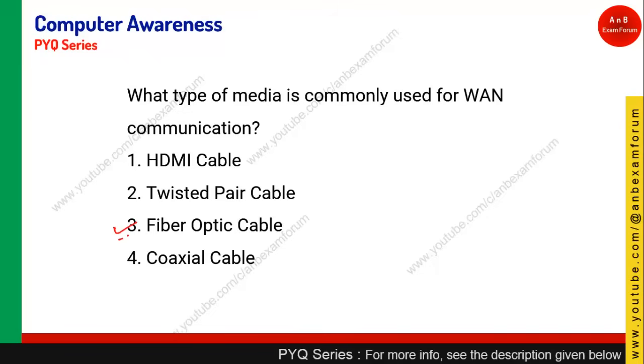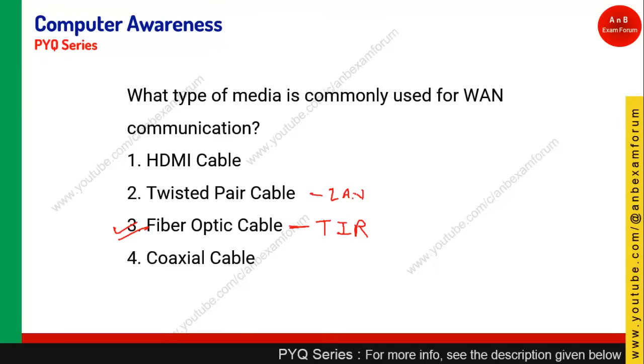Why is this used? Because it can carry data over a long distance, and the principle you should know from physics is called total internal reflection. Based on that principle this fiber optic cable works, and it is used in the wide area network. Whereas for the LAN, where you have Ethernet cable, they use twisted pair cable, so it is generally used in LAN.